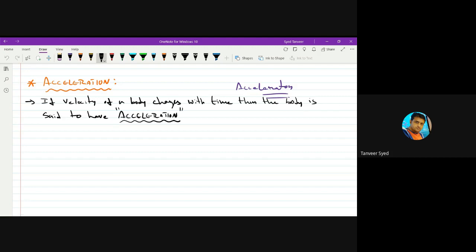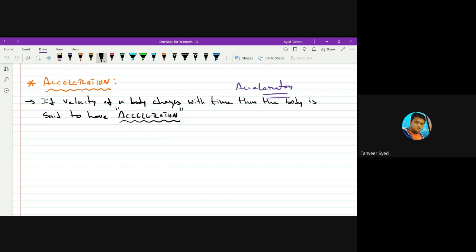Only when the body's velocity changes with time. If velocity does not change with time, the body has no acceleration. Velocity does not change with time, that means velocity is constant. If anything does not change, it is constant. So if velocity is constant, no acceleration. It's like the case where your car is going at a constant velocity of 50 km per hour. On the other hand, if velocity changes with time, it might increase or it might decrease, whatever. But if it changes with time, then the body has something called acceleration.